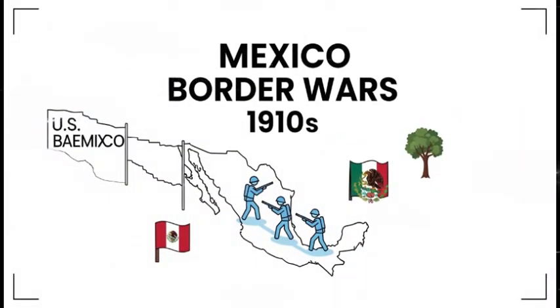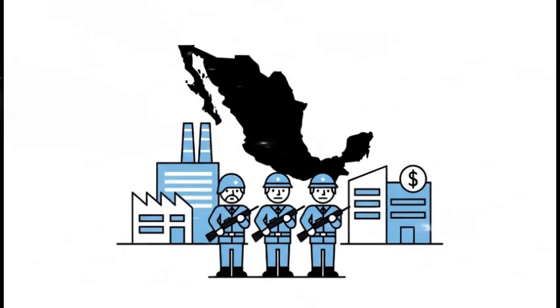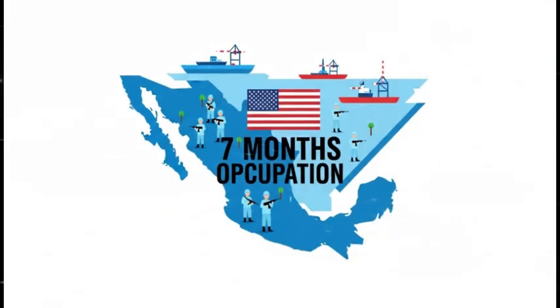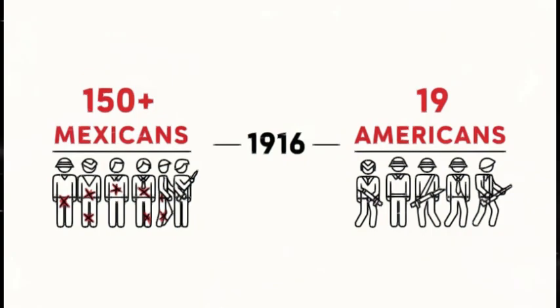Mexico, the Border Wars, 1910s. When revolution tore through Mexico in 1910, American troops crossed the border multiple times to protect American business interests and citizens. In 1914, U.S. forces occupied the port city of Veracruz for 7 months after a minor diplomatic incident. The fighting killed over 150 Mexicans and 19 Americans.